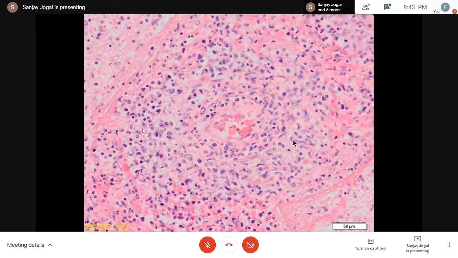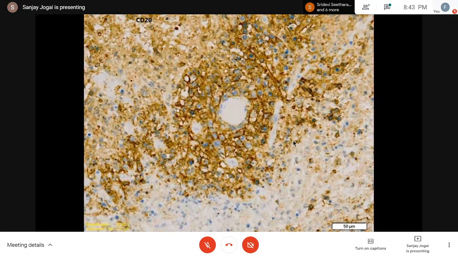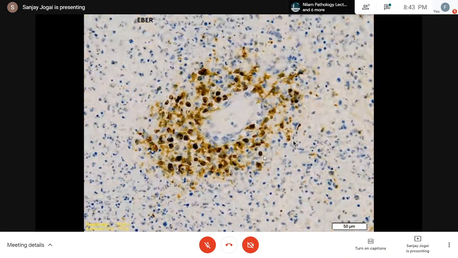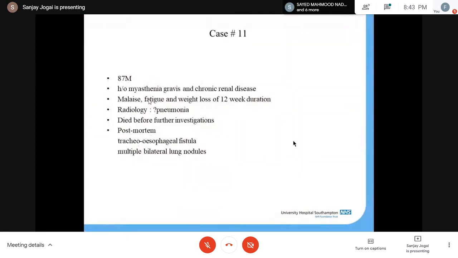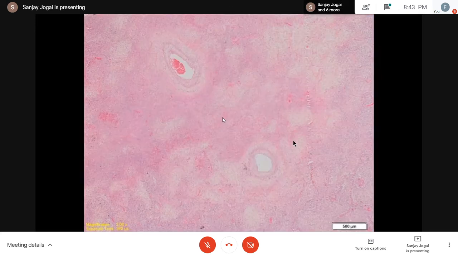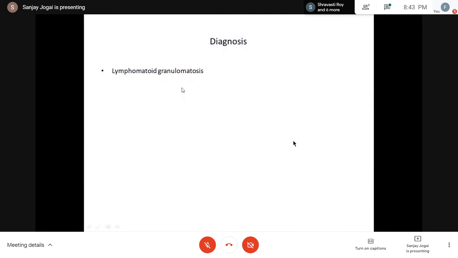That's a vessel, that's the entire thickness of the vessel infiltrated by cells which show some variation in nuclear size and shape. Lot of apoptosis, and this is CD20, and look at that. All those perivascular cells are strongly positive with CD20, and that's an EBER, which is an absolute clincher. So basically, if you go back to the history, this was a patient with myasthenia gravis and chronic renal disease. So that's the background here, and that led to this disease, and again we have an example of lymphomatoid granulomatosis.